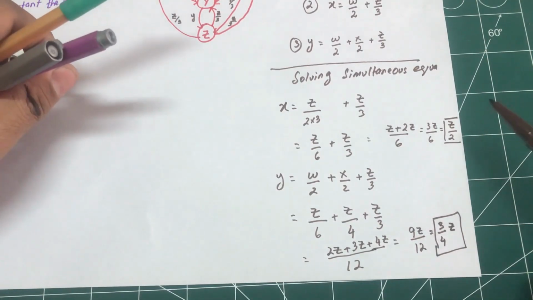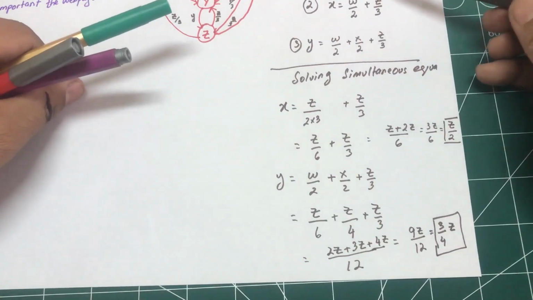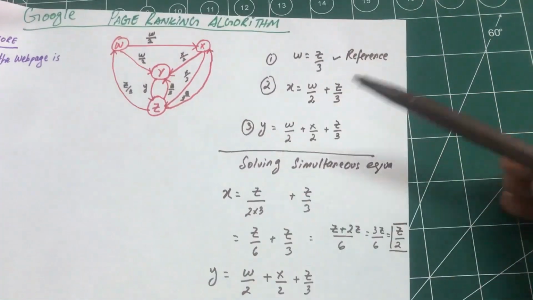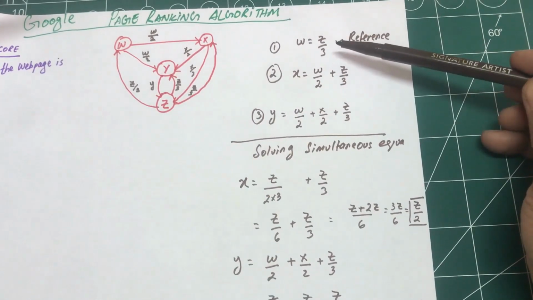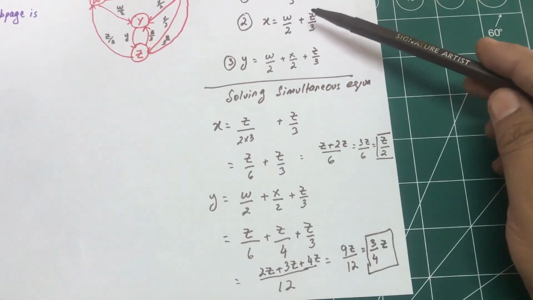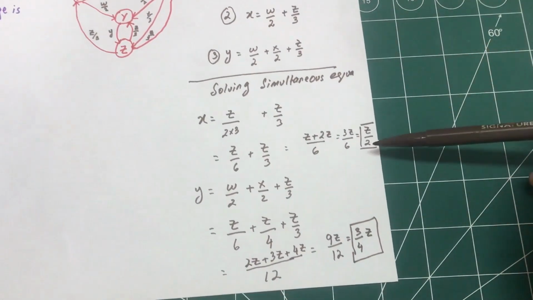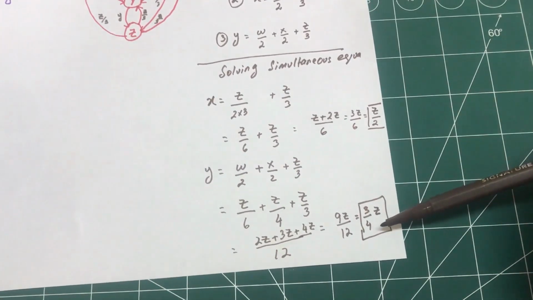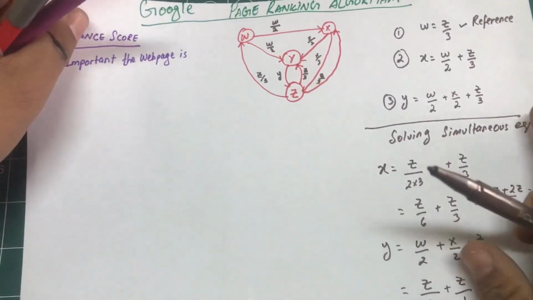All right. So now I have equation W, which is already with respect to Z over 3, Z. I have X, which is already with respect to Z now. And then I already have Y with respect to Z. Now the important score is this.